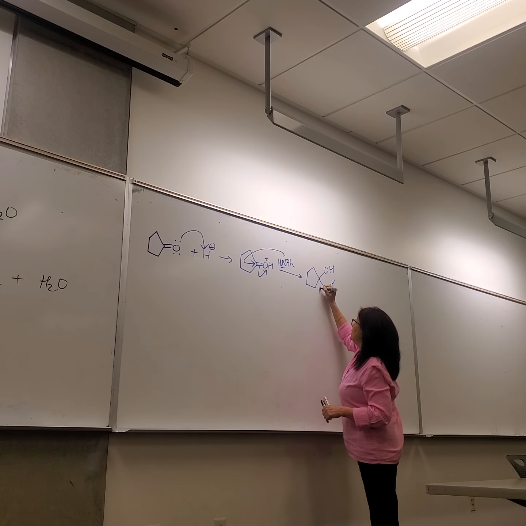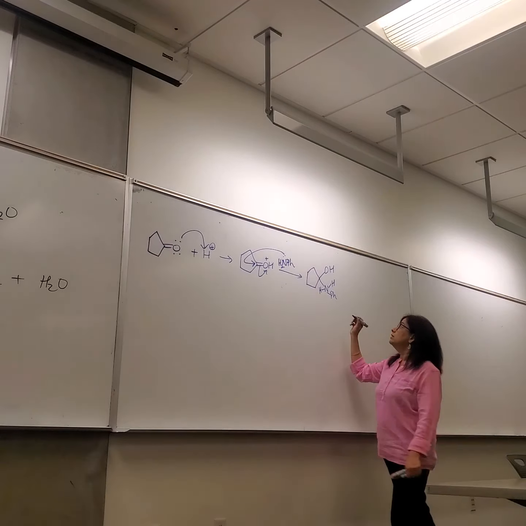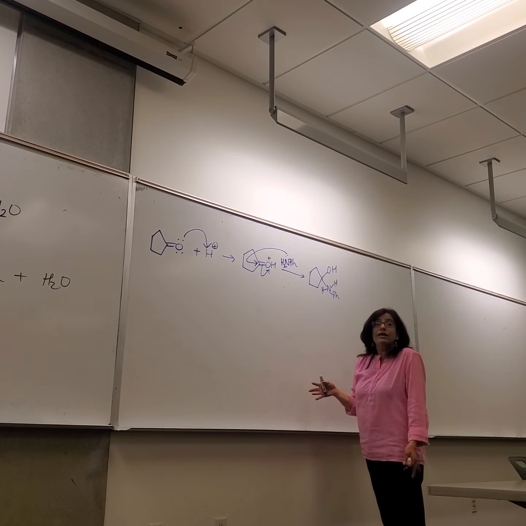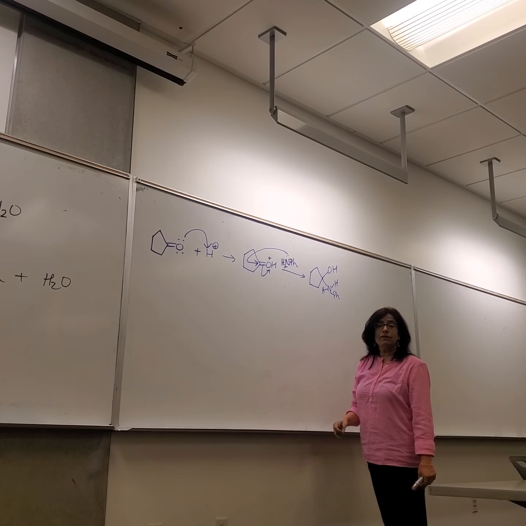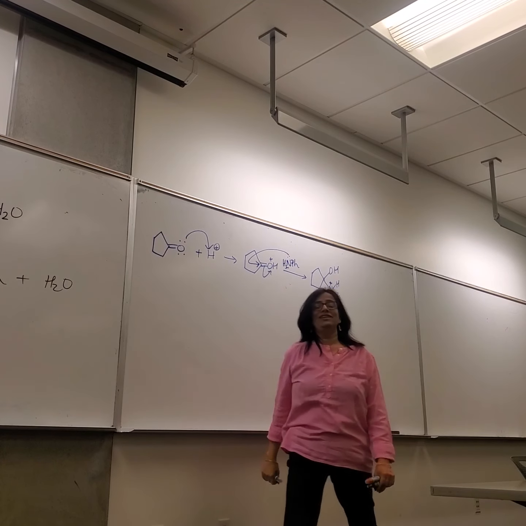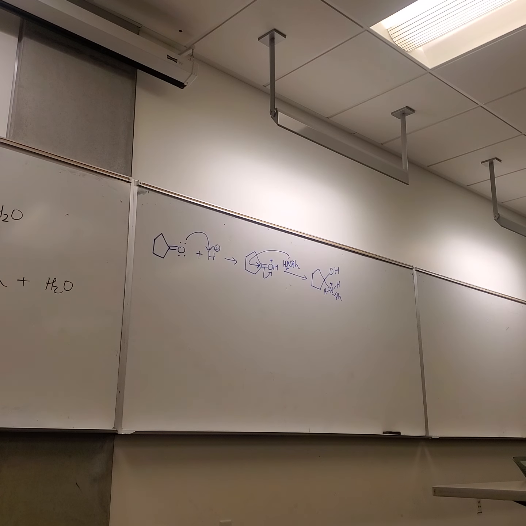Guys, I need you to be able to recognize the patterns here. What am I missing? There's a plus in the end, on the nitrogen. Absolutely. It's on the nitrogen. Exactly. Now what would you predict happens next?